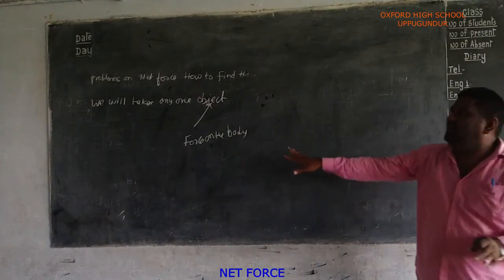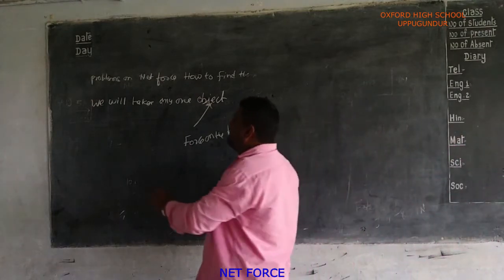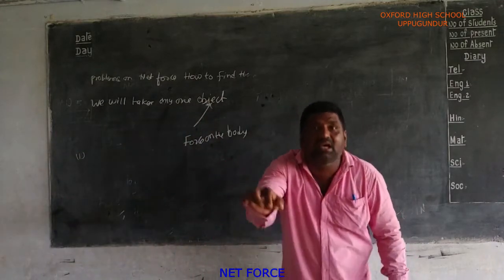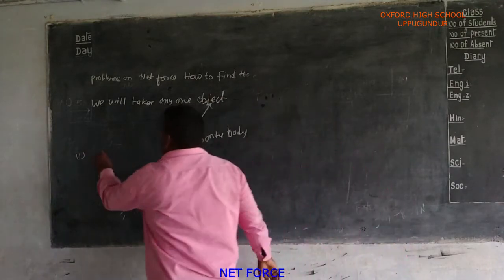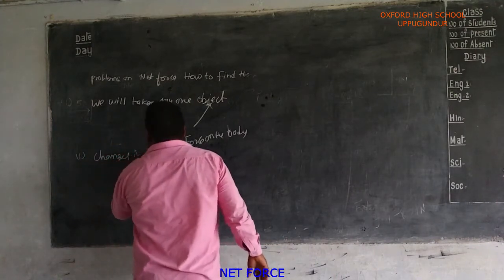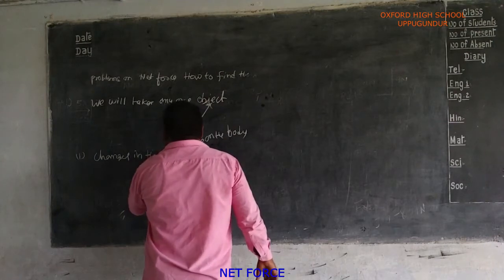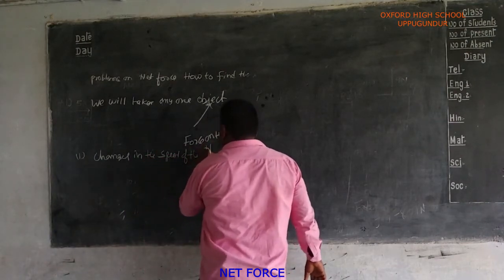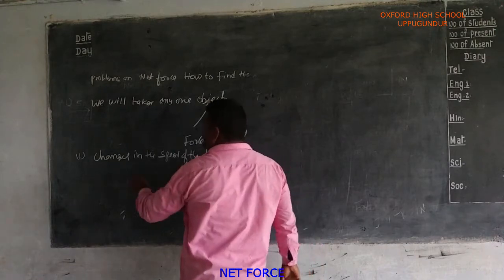When you apply a force on the body, three factors are changed. First one is the change in the speed of the body, the speed of the object or body.